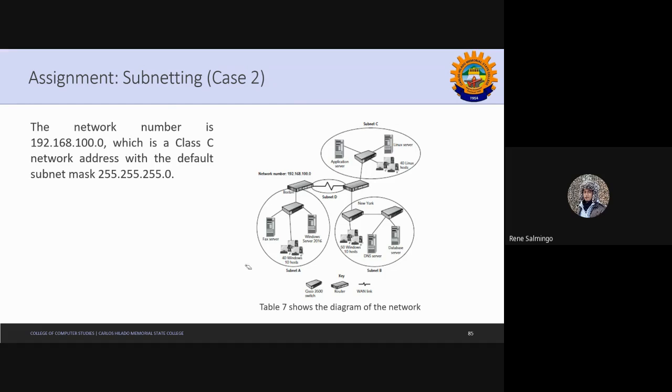Anybody here? Four, sir. You have subnet two, sir. Subnet A, subnet B, subnet D, and subnet C. So you have four. Okay, so it's similar to my computation. What you're going to do is just assign IP addresses.